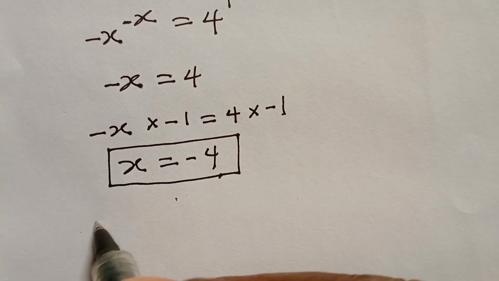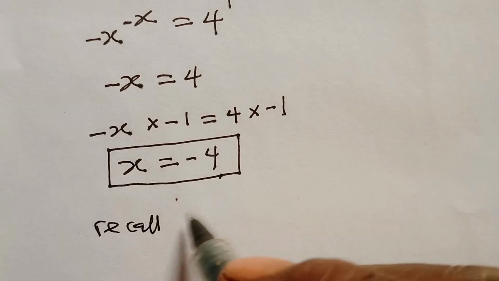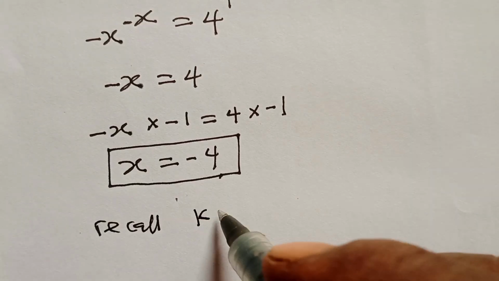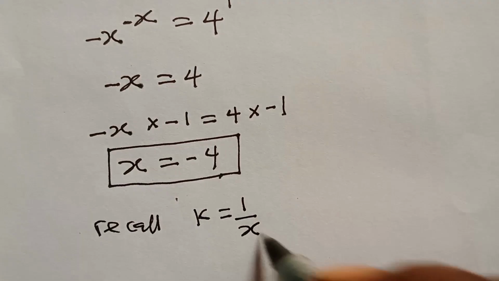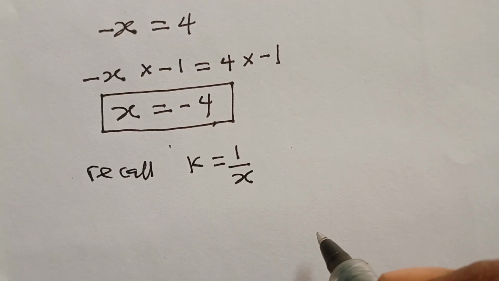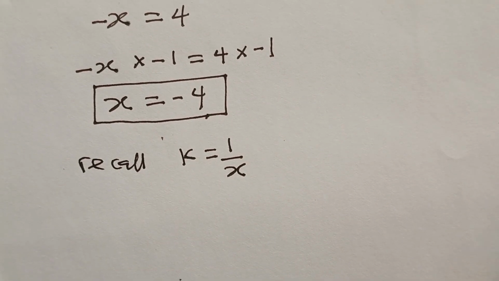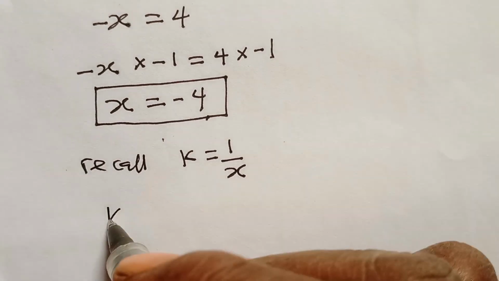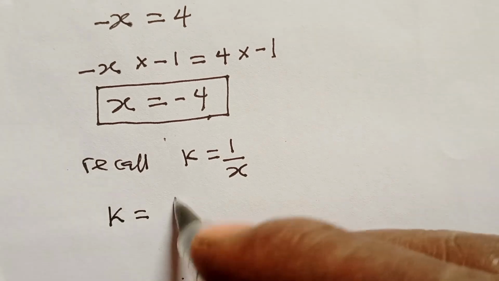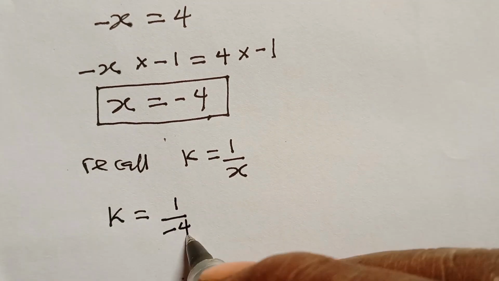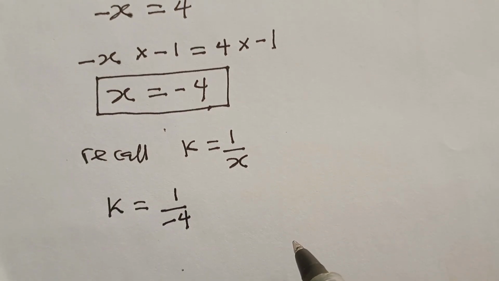But recall that k is equal to what? 1 over x. So when k is equal to 1 over x, and our x is equal to minus 4, it shows that k will now be equal to 1 over minus 4, because k is equal to 1 over x.